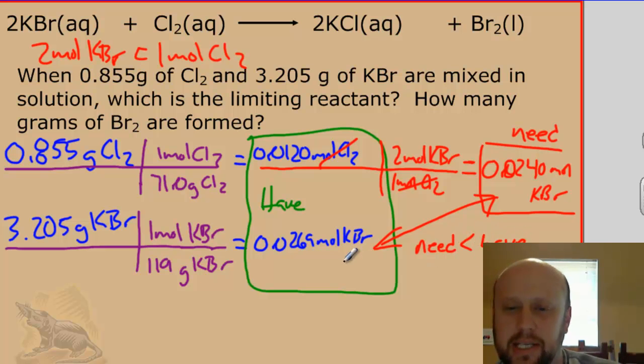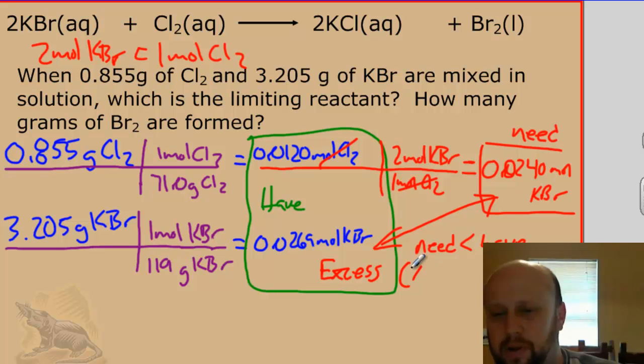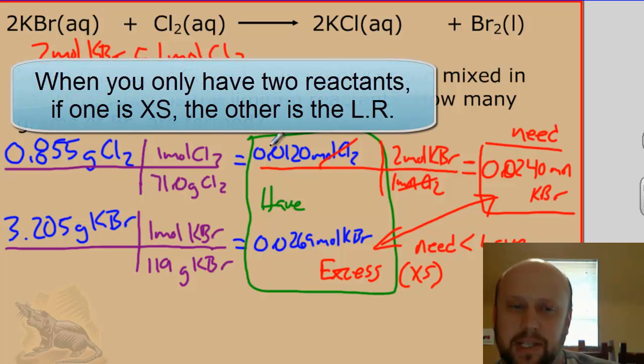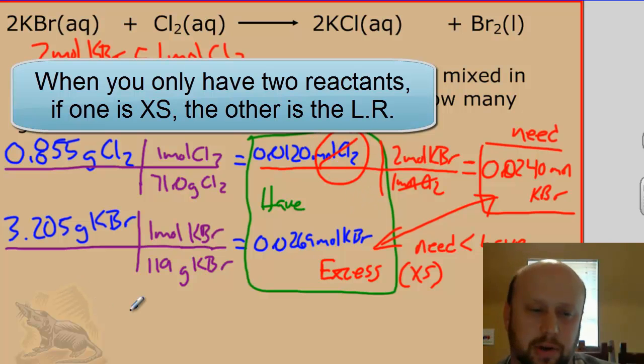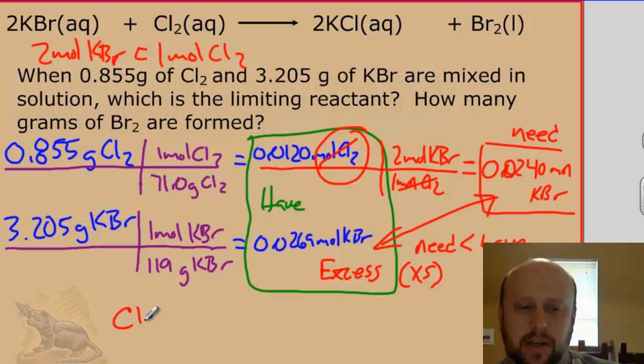Now, if my need is less than have, that means that KBr is the excess, okay? Sometimes we abbreviate that as the excess, all right? Now, if that's the excess, then that means that Cl2 then is my limiting reactant. And so I'm going to sort of write that by itself. Cl2 is Lr. Okay? So that answers question number 1, which is the limiting reactant.